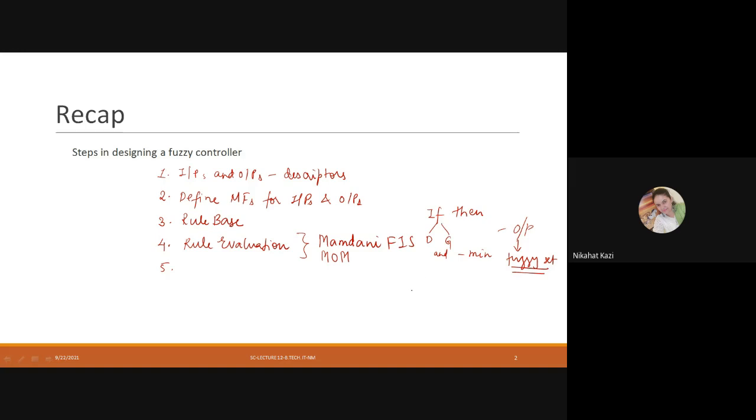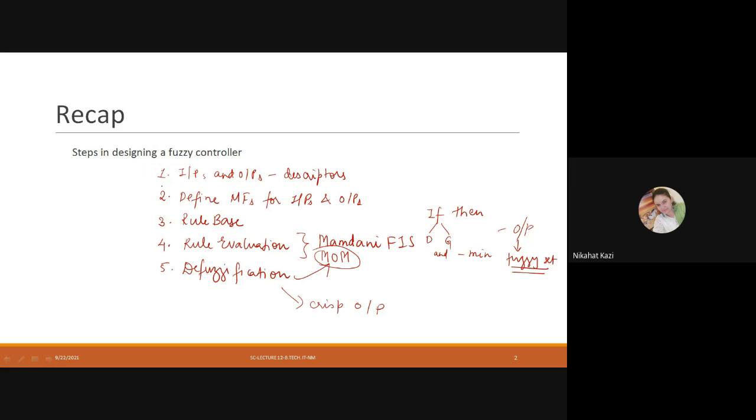Using those values, you need to find out what is the crisp value corresponding to the final fuzzy value that we have got. For that, we use defuzzification. You look at that overall output fuzzy set, and for that output fuzzy set, you apply the defuzzification method. The method in this case that we have used is mean of max. So these are the steps. Finally, when you apply defuzzification, you will get the crisp output.